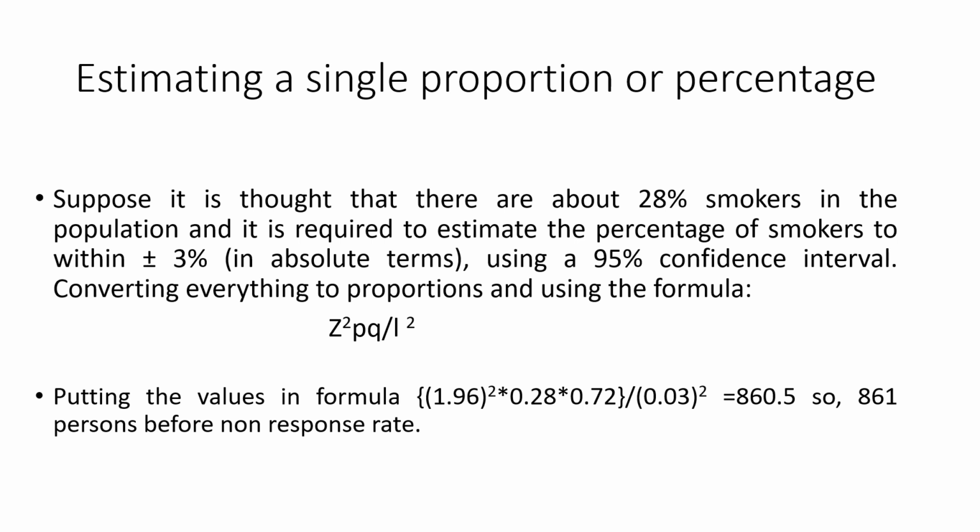You got 1.96 into 0.28. See, you mentioned the thing in the proportion, it becomes 0.28, and 1 minus 0.28 is 0.72, which is the multiplying factor in the numerator along with 0.28. In the denominator, it is 3%, so it is 0.03 in the denominator and square. So you got 861 before a non-response.